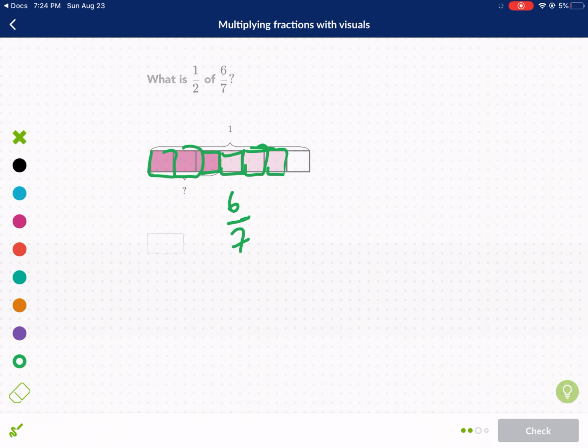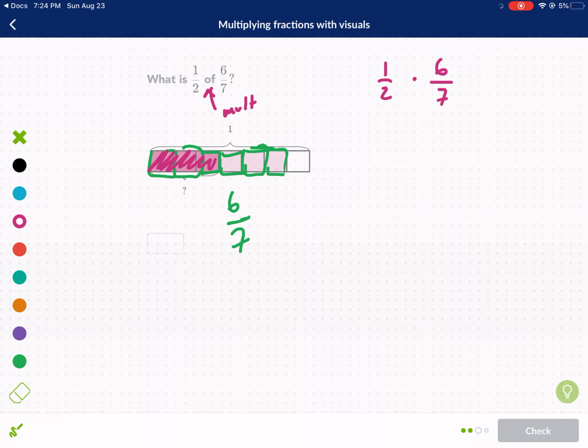There's 6 green squares there. We only want half of them. Well, half of 6 is 3. So let's show what this multiplication looks like. We have 1/2 of, which means multiply in math. That'll be a lifesaver. You're welcome.